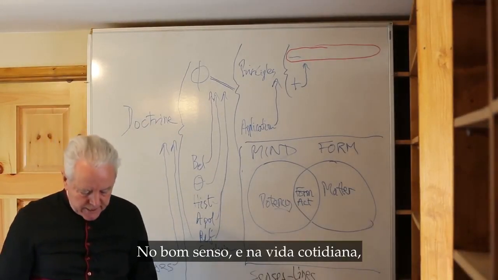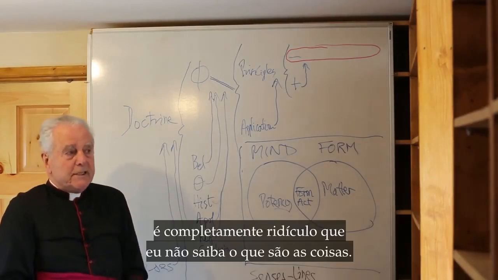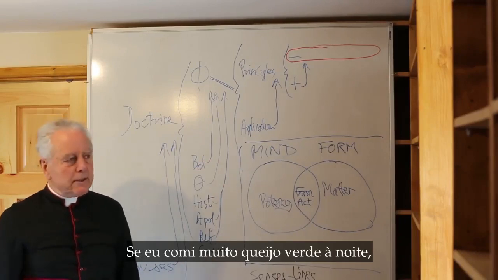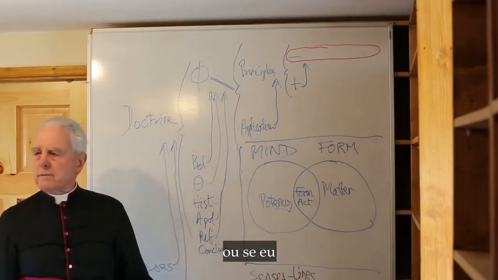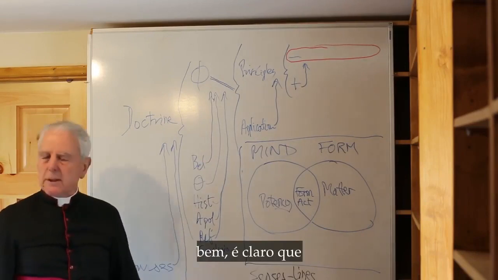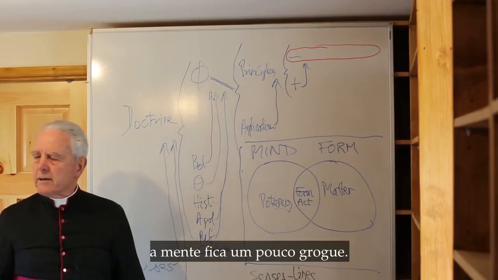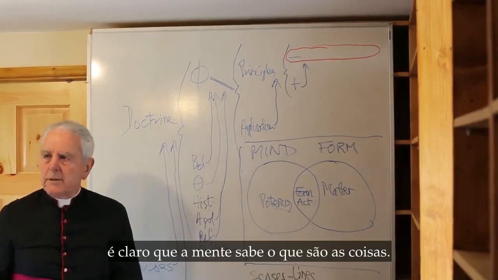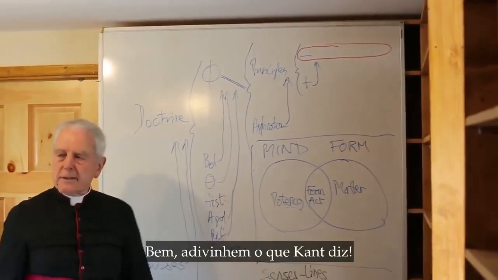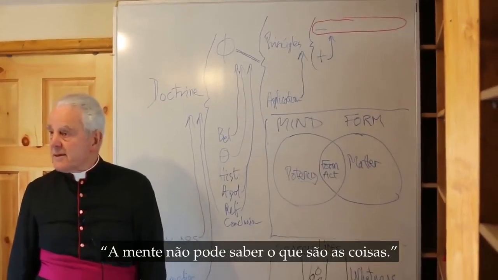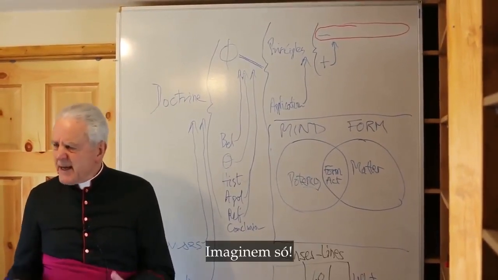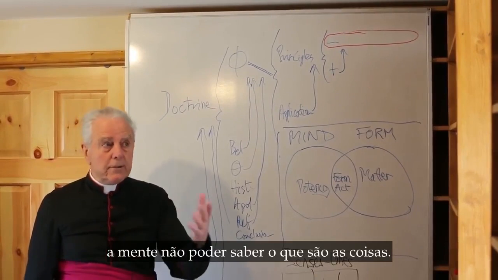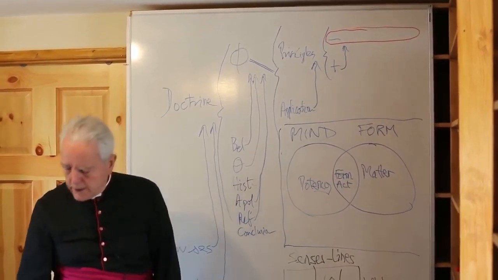In common sense and in 24-hour, 7-day life, it's completely ridiculous that I don't know what things are. Of course I do. If I've eaten too much green cheese at night, or if I've drunk a few too many Guinnesses, well, then of course the mind gets a bit groggy. But in any normal waking state, of course the mind knows what things are. Well, guess what Kant says? The mind can't know what things are. Imagine that. It's a hydrogen bomb in philosophy. The mind can't know things as they are. Whew. Let's have a look at Kant.